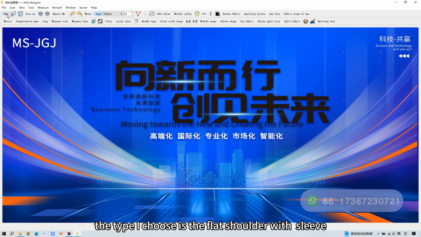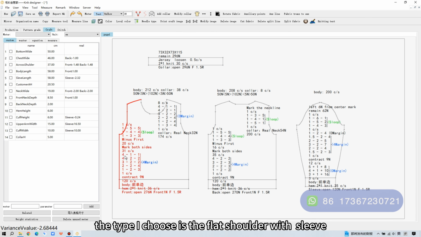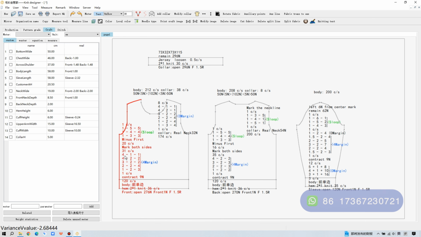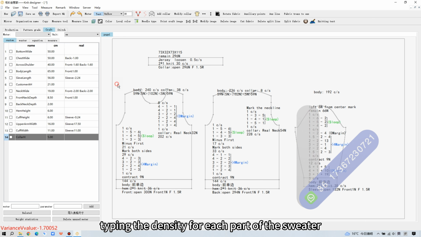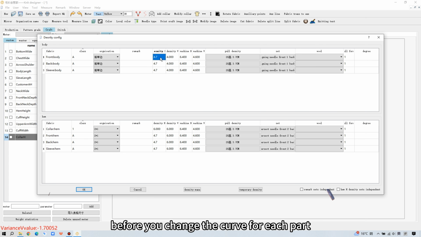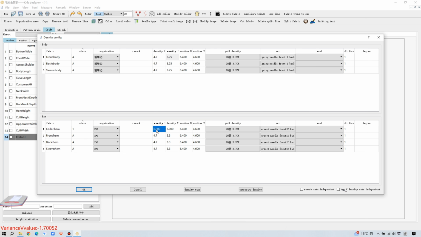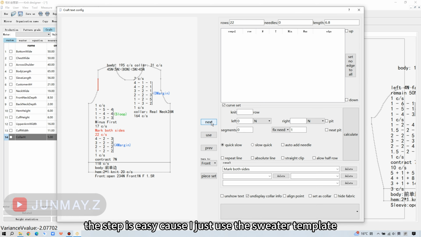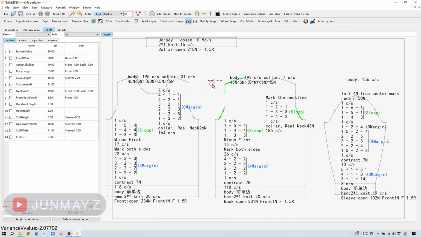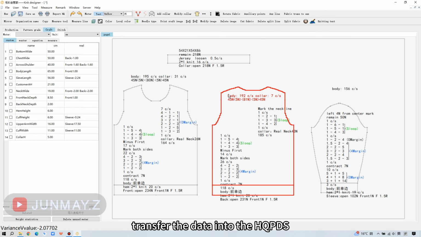The type I choose is the flat shoulder with the sleeve, round neck, straight clip for the front part and the back part. I want a straight waist for the sweater. Type in the density for each part of the sweater before you change the curve for each part. The step is easy, because I just use the sweater template without writing it by hand. Transfer the data into the HQPDS.